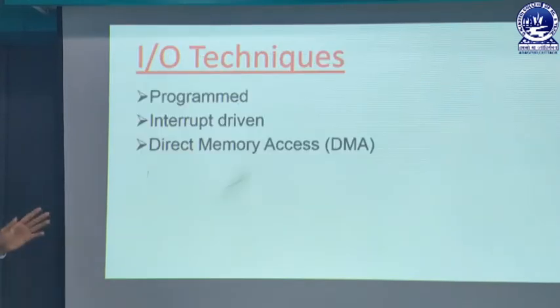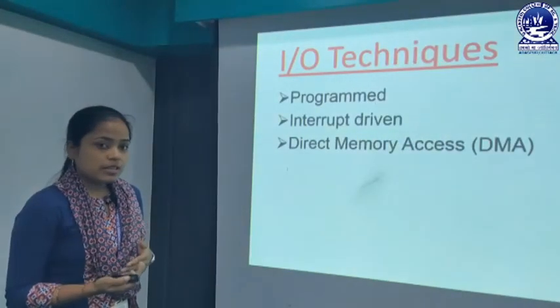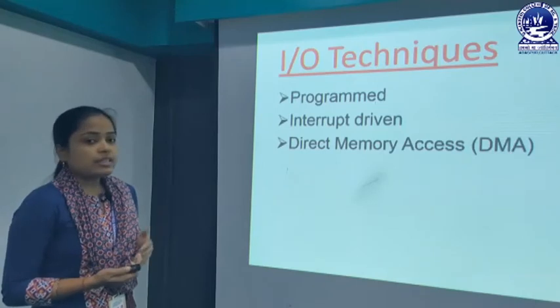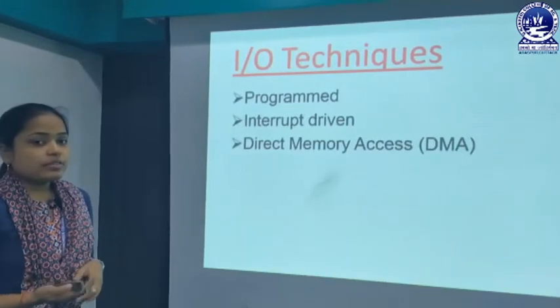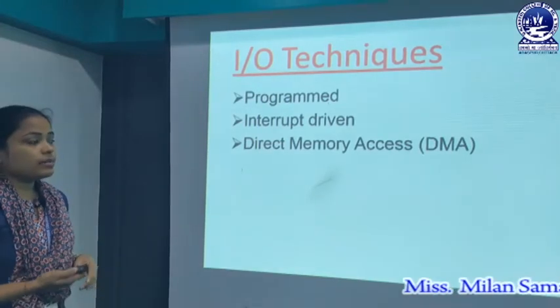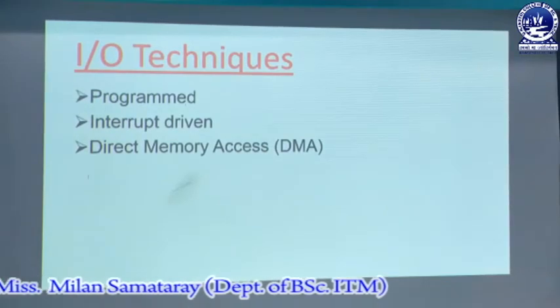Then next one is our input and output techniques. There are some techniques which are used to transfer data between the main memory and the input and output devices. There are basically three techniques: one is programmed I/O, another is interrupt driven I/O, and the next one is direct memory access. We will go through these techniques one after another. The first one is programmed control I/O.